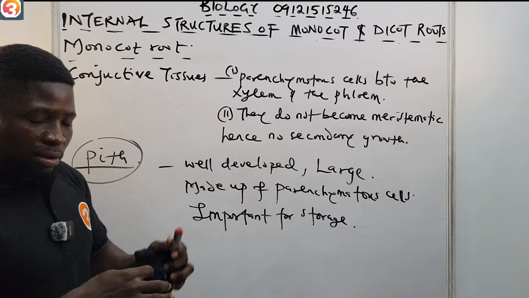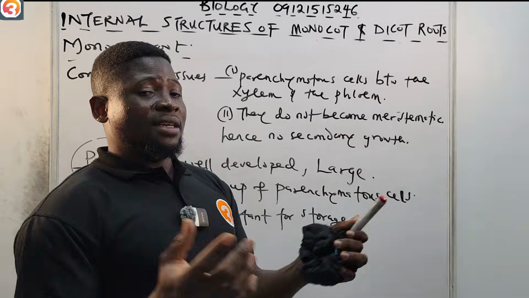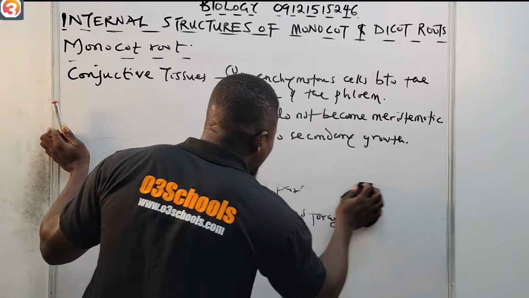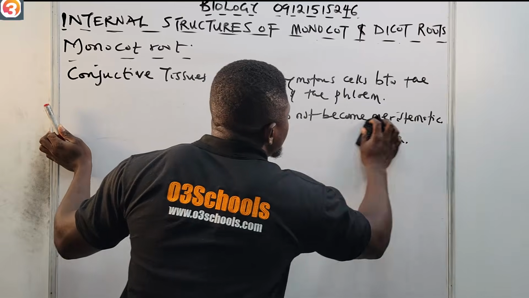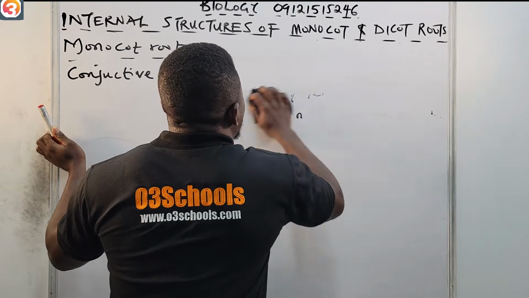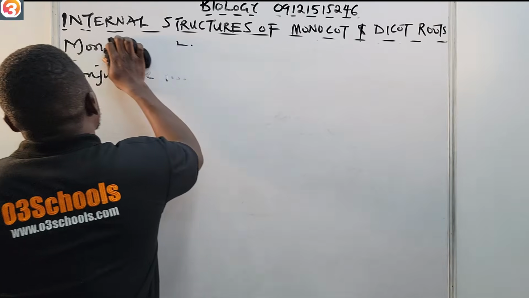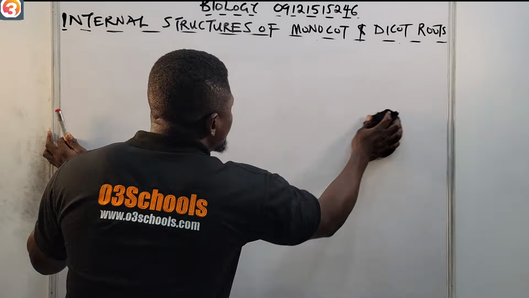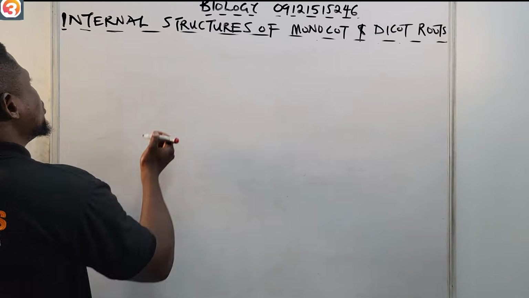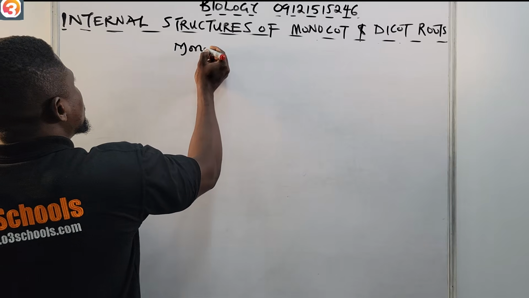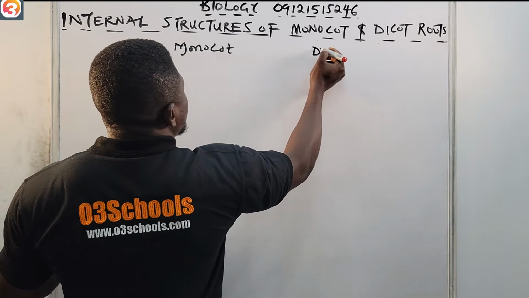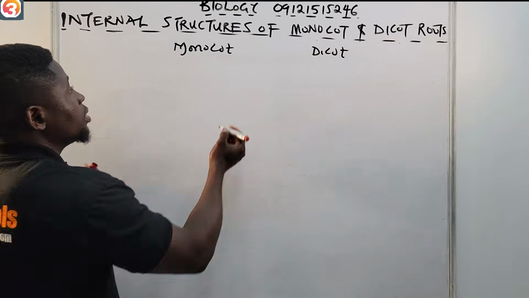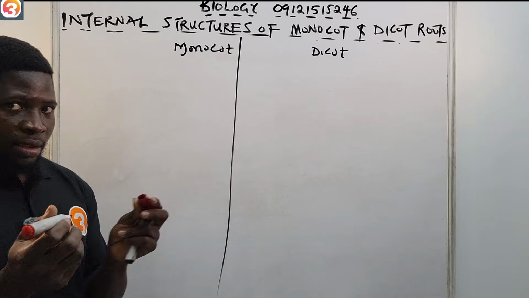So now let us go to the differences between monocot roots and dicot roots. We go to answer questions and we're done. So differences between monocot root and dicot root. So this is a monocot, and then this is the dicot.